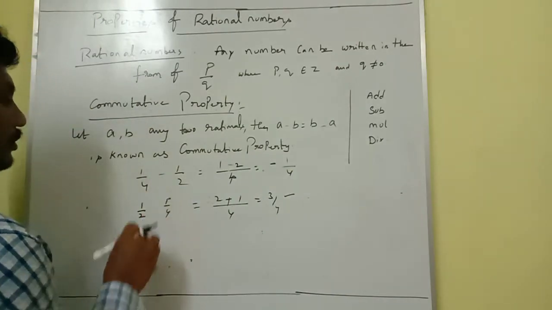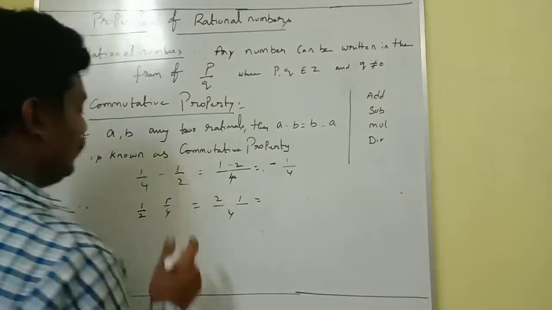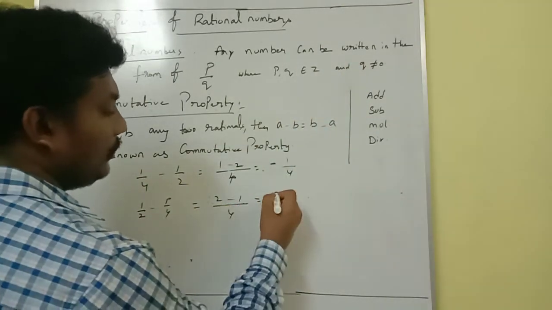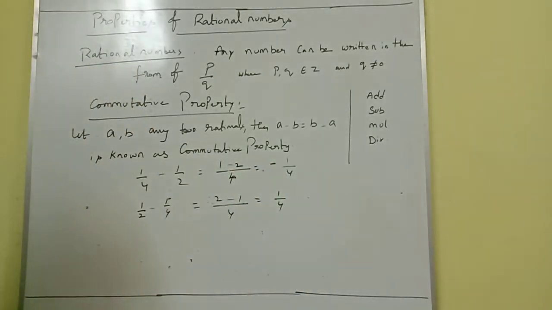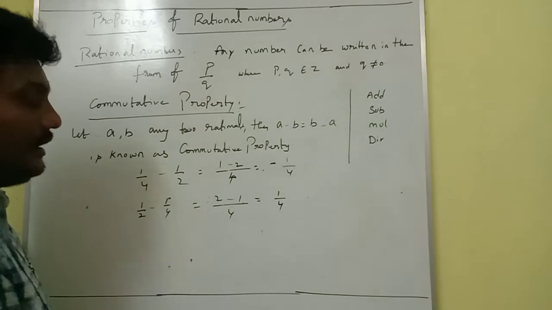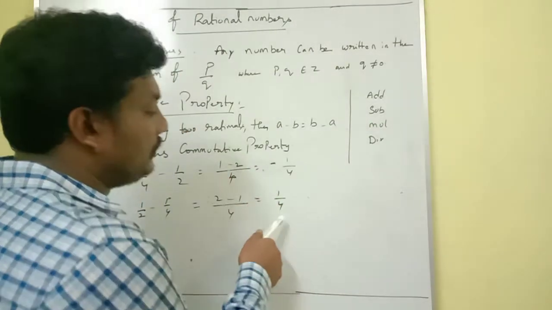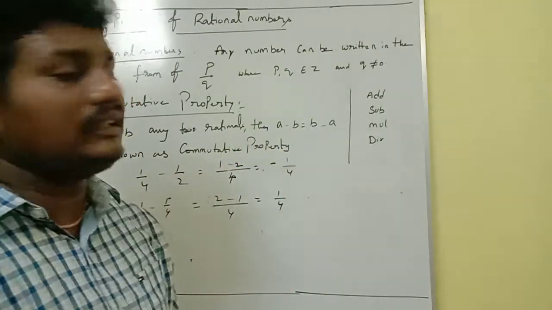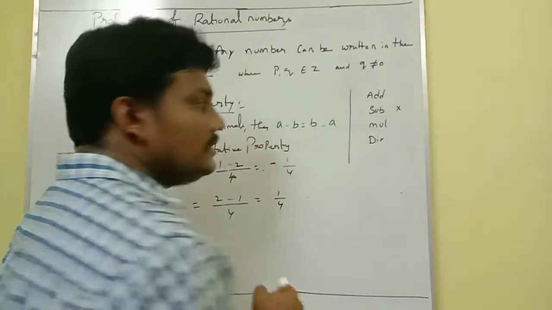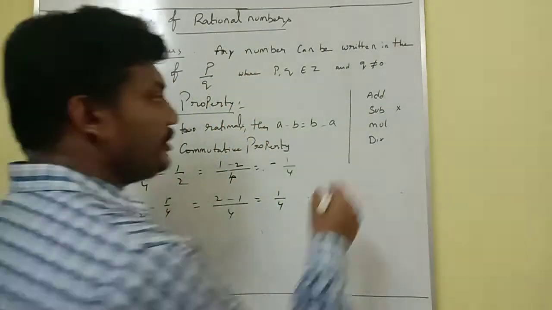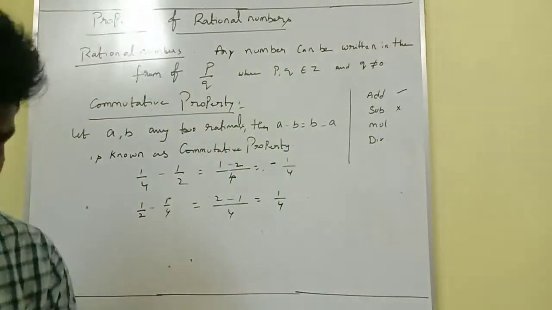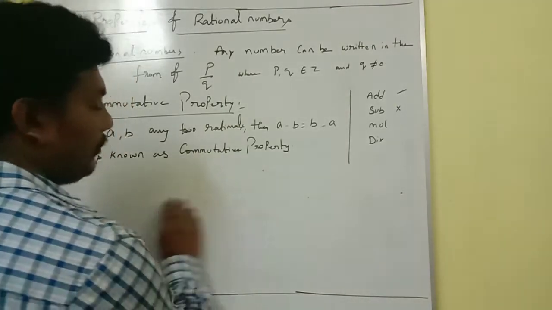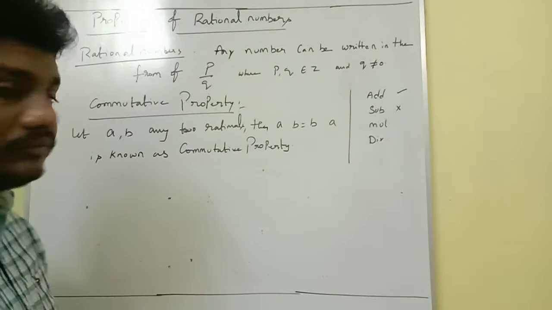So this is minus 1 by 4. Now coming to the other one, again minus, then 2 minus 1, so that is 1 by 4. So minus 1 by 4 differs from 1 by 4. That's the reason why subtraction is not suitable for commutative property. Only addition is possible here. Now we are going to check commutative property over multiplication. Under multiplication, you can check, the same statement.